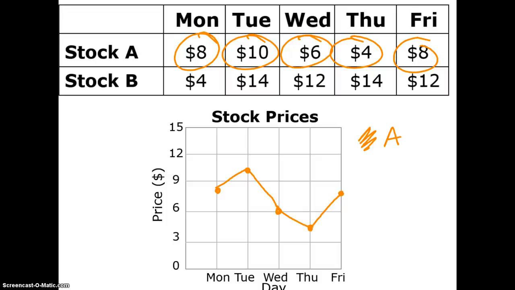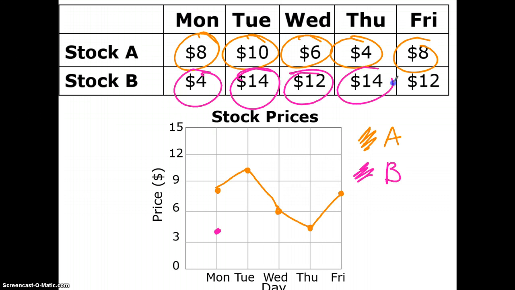And we need to do stock B, which is 4, and 14, 12, 14, and 12. So 4, 14, 12, 14, 12. Connect all the line A's, all the line B's, and there is your double line graph. So that's all I have for you on double line graphs.